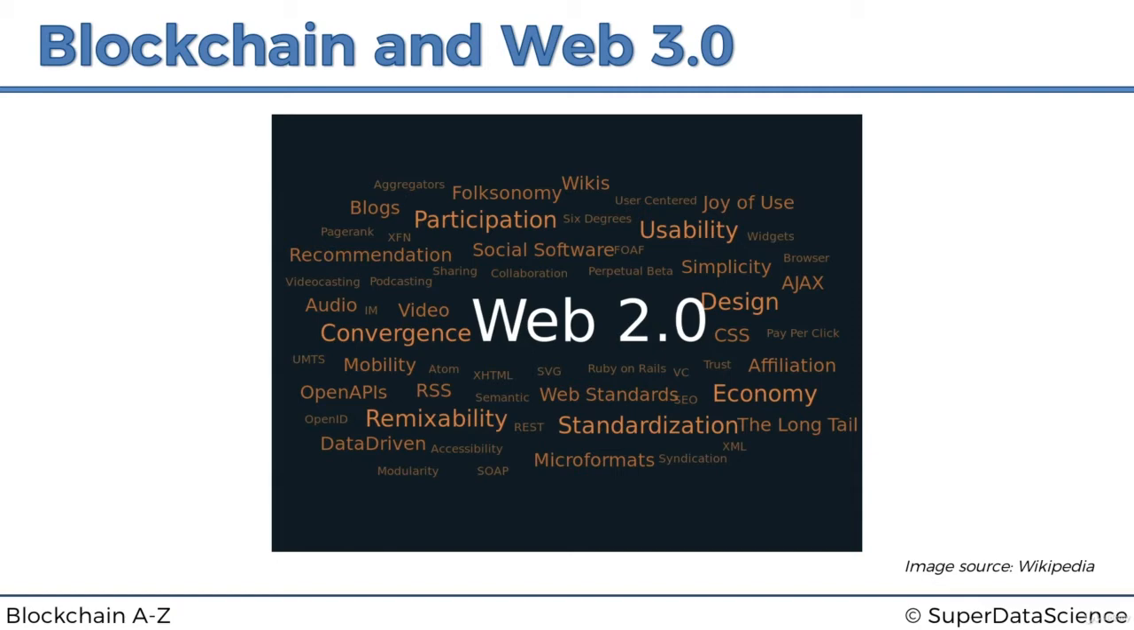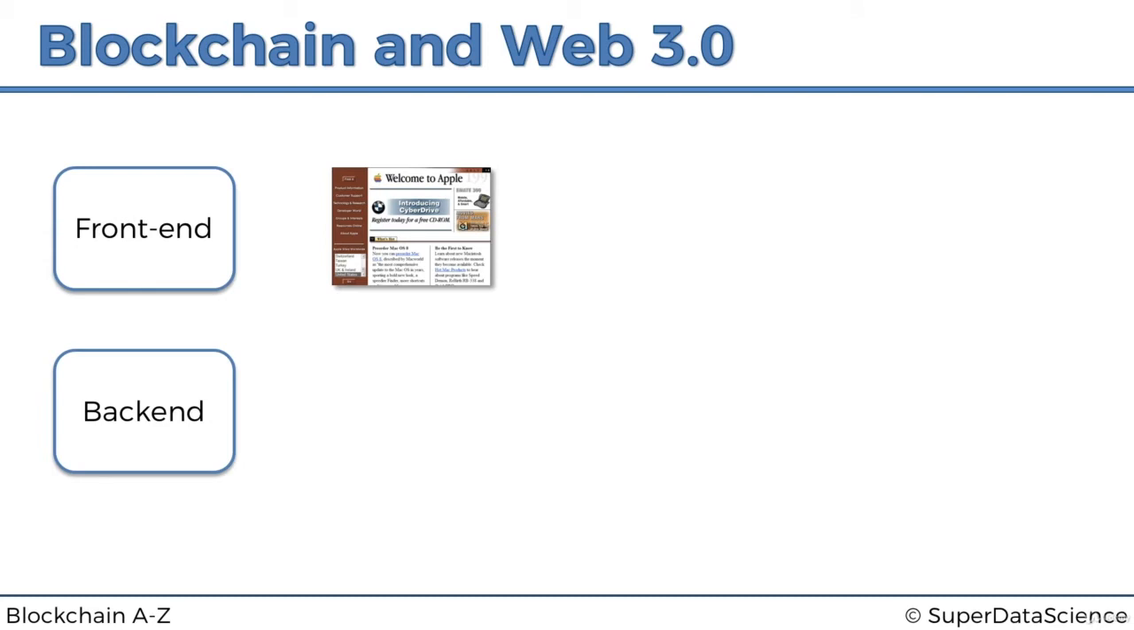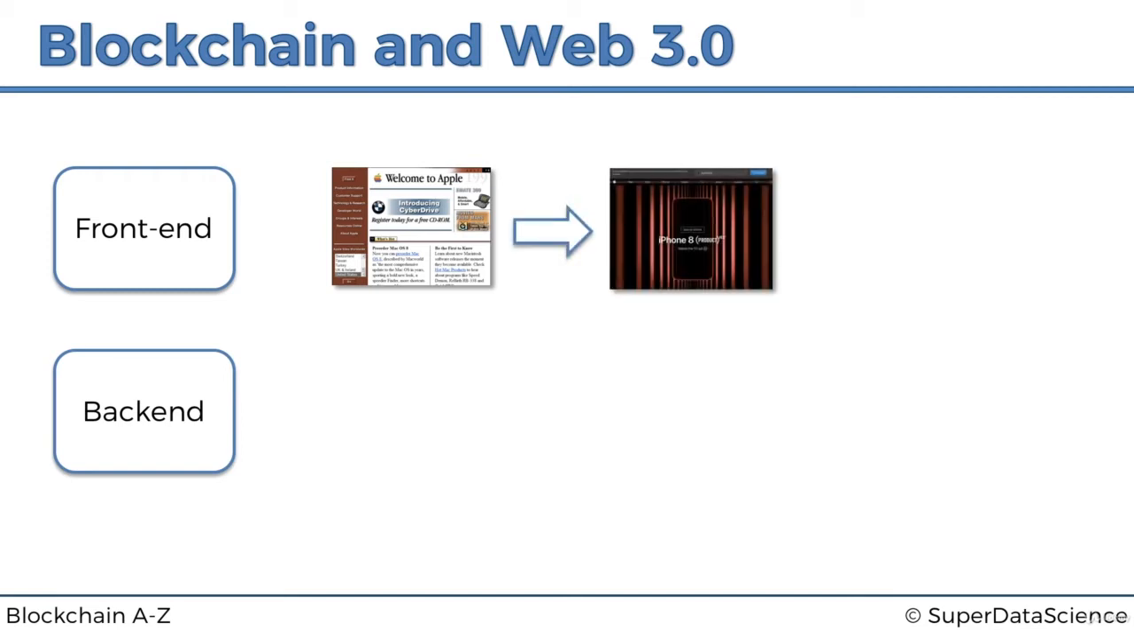And so let's map that out. On a typical website or typical user experience on the web, we have a front end and a back end. The front end is what the user sees. The back end is what happens in the background, what they don't see. So in terms of front end, there's our Apple website back in Web 1.0. And now this is what it looks like in Web 2.0. This front end has changed drastically. The whole experience has changed a lot.